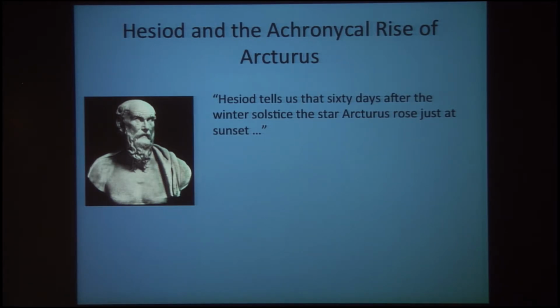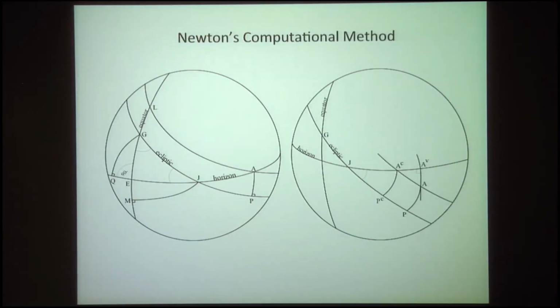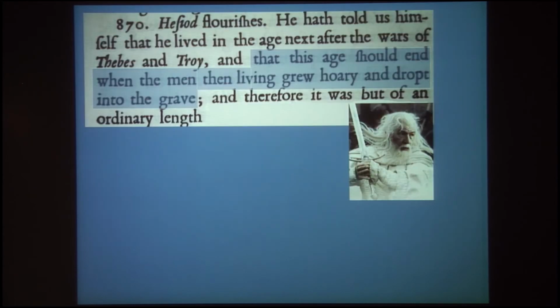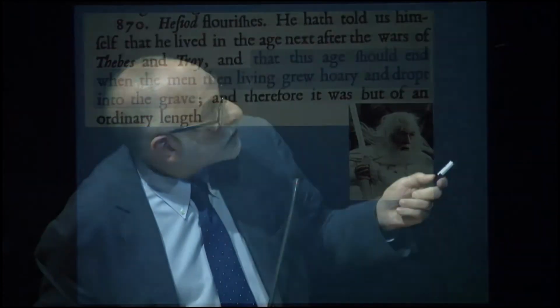And if you do that, as I said, Newton says that Hesiod tells us that 60 days after the winter solstice, the star Arcturus rose just at sunset. Now, he has an elaborate computational method. He goes through the whole thing, and let me now show you what he comes up with here. This is his quote from Hesiod. This is what he says, Hesiod says. Hesiod has told us himself that he lived in the age next after the wars of Thebes and Troy, and that this age should end when the men then living grew hoary and dropped into the grave.